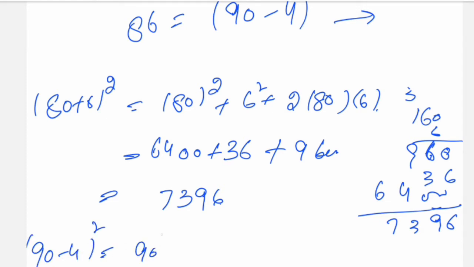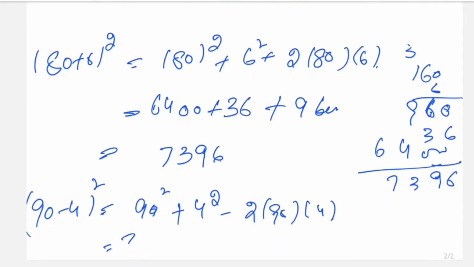And if you want to do it like 90 minus 4, because that is also 86, it will become 90 square, but it is the minus formula, so we'll use the minus formula, plus 4 square minus 2 into 90 into 4. So 90 square is 8100, plus 4 4s are 16, minus 8 9s are 72.